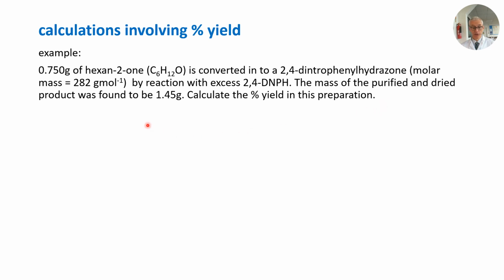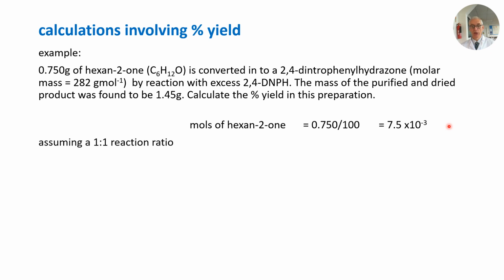Okay, so I'm about to reveal. I initially calculate the moles of hexane-2-one that we're starting with. So that's 0.075 divided by 100. The molar mass of hexane-2-one is 100, so that gives us the number of moles of hexane-2-one that we start with. Now, assuming that 1 mole of hexane-2-one makes 1 mole of 2,4-dinitrophenylhydrazone, which is the case, then the maximum theoretical number of moles of product is 7.5 times 10 to the minus 3.